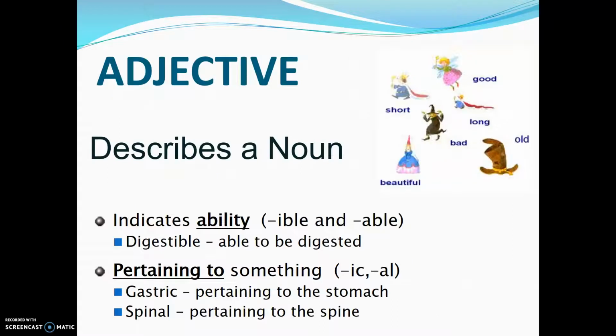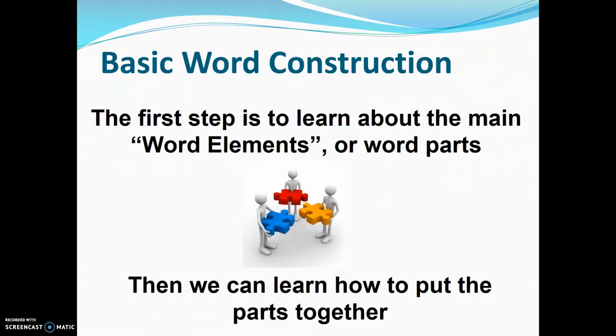An adjective describes a noun. Indicates ability. For example, -ible and -able. Digestible means able to be digested. Pertaining to something, -ic and -al, so gastric and spinal. Gastric means pertaining to the stomach. Spinal means pertaining to the spine.